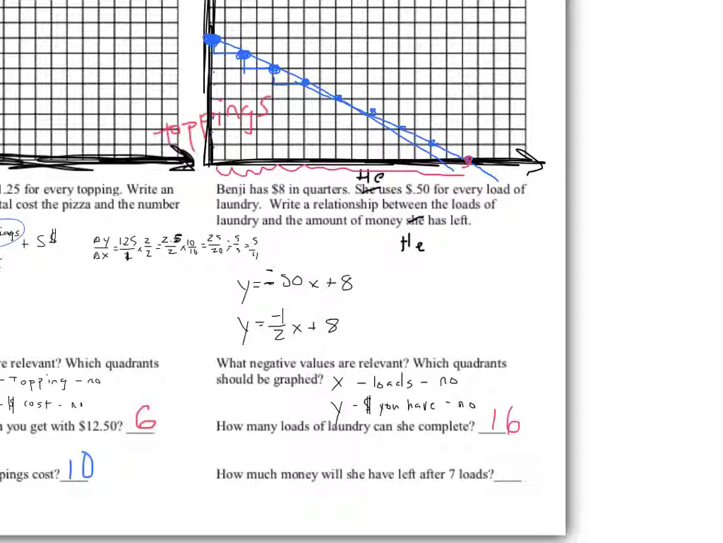How much money will she have left after 7 loads? So if I come over to 7 loads, 1, 2, 3, 4, 5, 6, 7 loads, and I go up, it's going to be somewhere between 1, 2, 3, 4, and 5. So I'm going to guess that it's probably around $4.50, since we're going in 50-cent increments here. Questions?